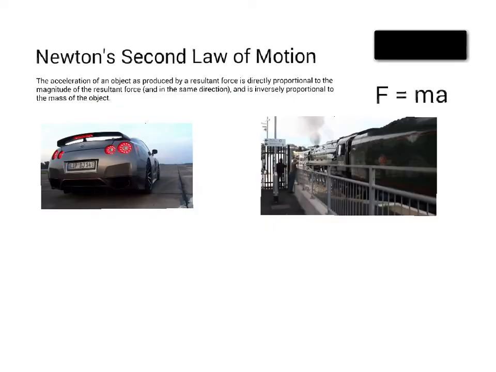Newton's second law of motion is that the acceleration of an object, as produced by a resultant force, is directly proportional to the magnitude of the resultant force and in the same direction, and it's inversely proportional to the mass of the object. Or put more simply, F, which is the resultant force, equals the mass times the acceleration. So force in newtons, mass in kilograms, acceleration in meters per second squared.